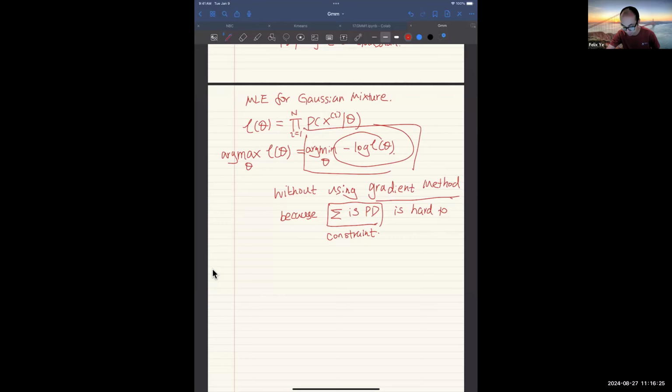Okay, so in the next lectures we're going to talk about this in great detail, how to optimize these problems without using any gradient information, like what we did in the k-means, because in the k-means we also didn't use any gradient information. All right, okay, that's it for this part.